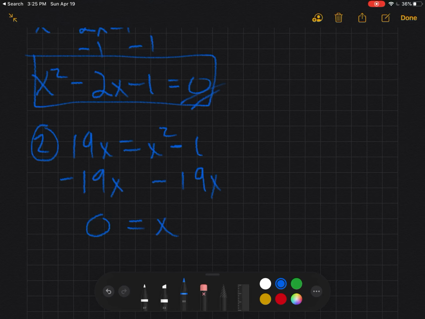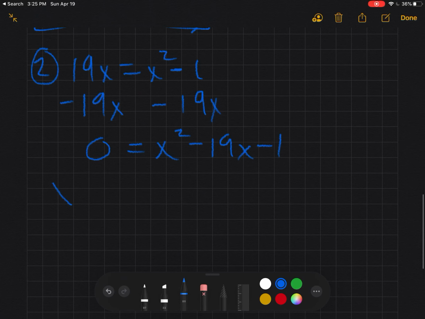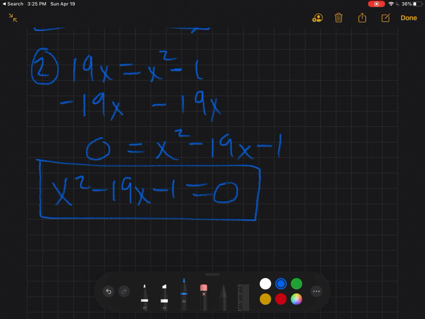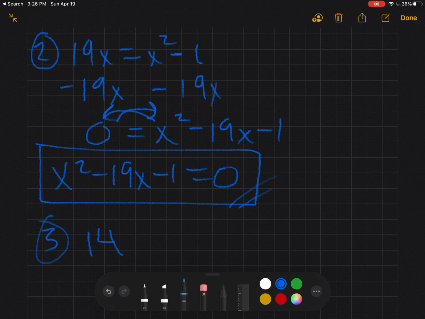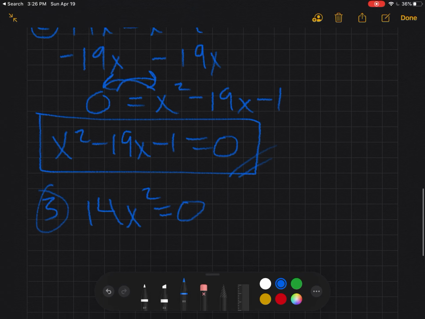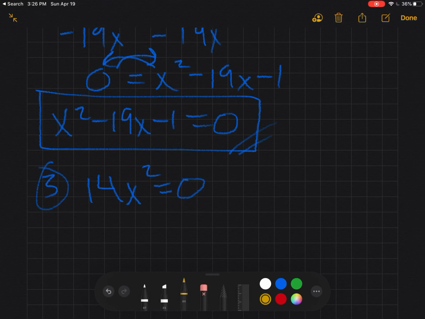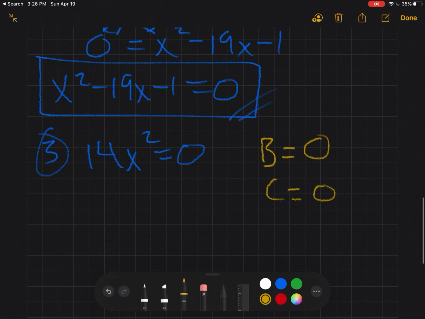Let's do our second one. 19x equals x squared minus 1. Now this one I'm going to be sneaky. Let's subtract 19x from each side. You could have done it a different way, and that's okay. I get 0 equals x squared minus 19x minus 1. And then I'm going to rewrite that: x squared minus 19x minus 1 equals 0. Equality is transitive, which just means I can swap sides like that. And that would be my final answer there.